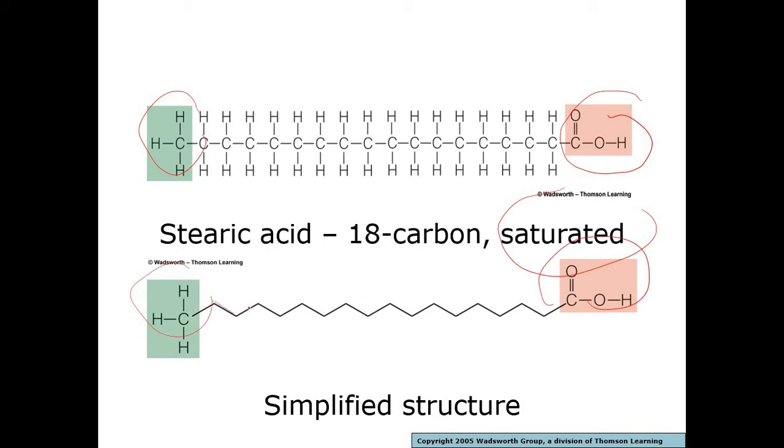You can also write this in this form, this structure. Every corner is one carbon. So that's how you draw a fatty acid.